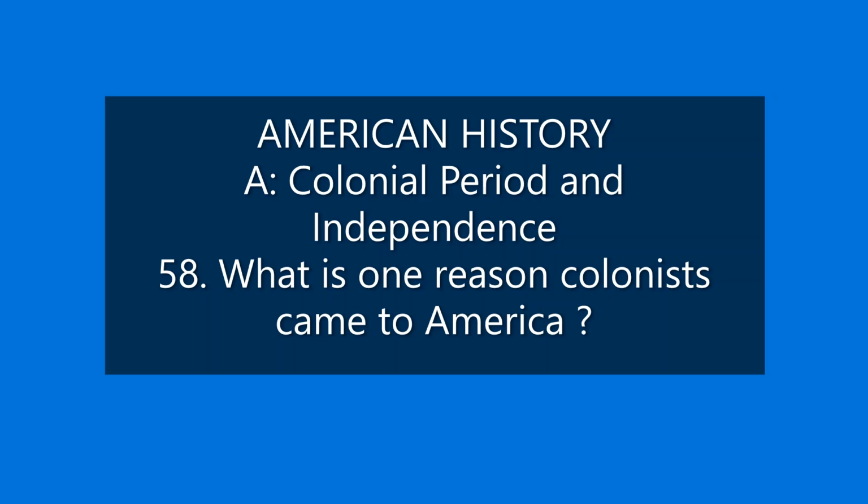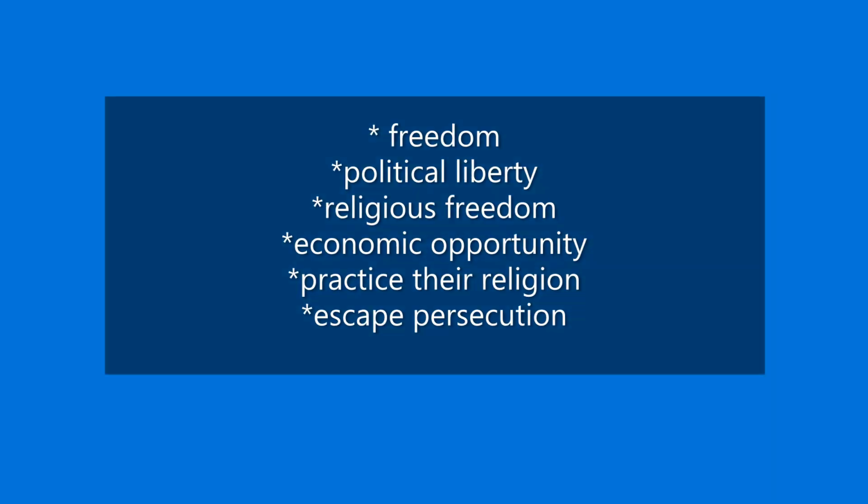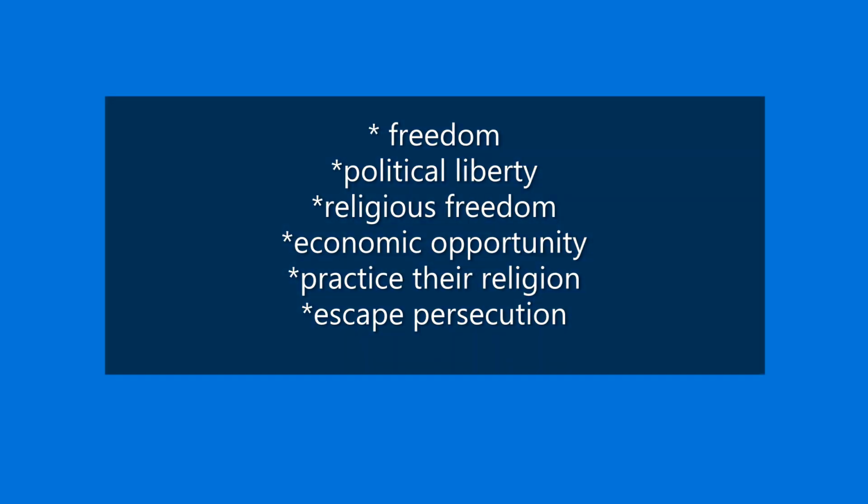Now let's move on to the Part 2, American History, Section A, Colonial Period and Independence. Question number 58. What is one reason colonists came to unite America? There are 6 examples you can answer, so you can choose one. The first one, for example, you should say, the colonists came to America for freedom.